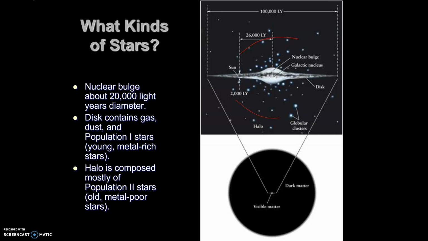So what kinds of stars? In our disk, we're going to see population 1 stars that are young and metal-rich, and in our halo, we're going to see population 2 stars, which are older stars and metal poor.